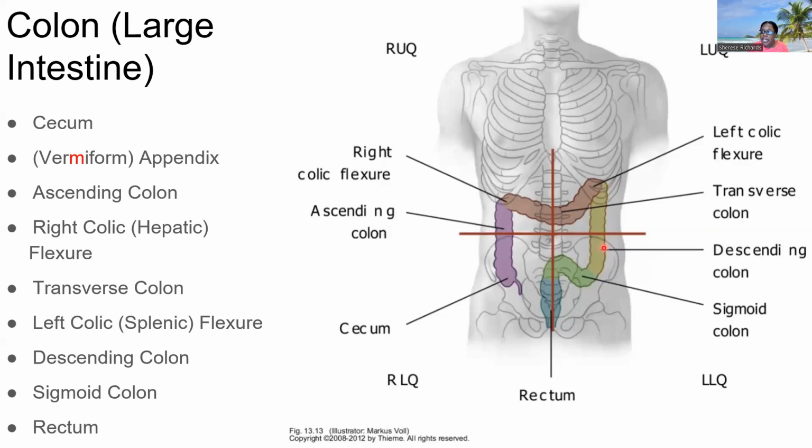From there, we have the sigmoid colon, which is where it takes this S-like turn. That's why it's referred to as sigmoid. And then we encounter the rectum, which eventually leads to the opening, which is the anus. So this is our entire GI tract from esophagus all the way through to the rectum.